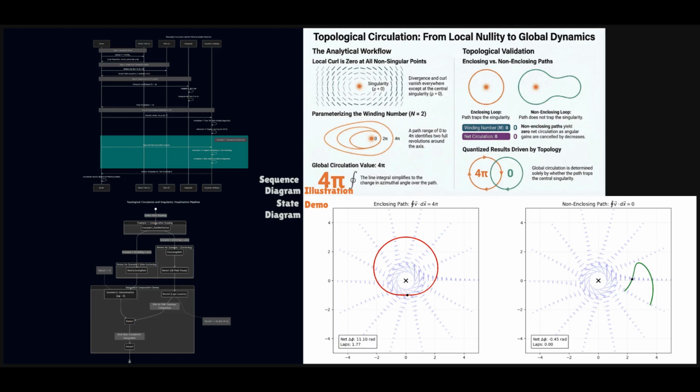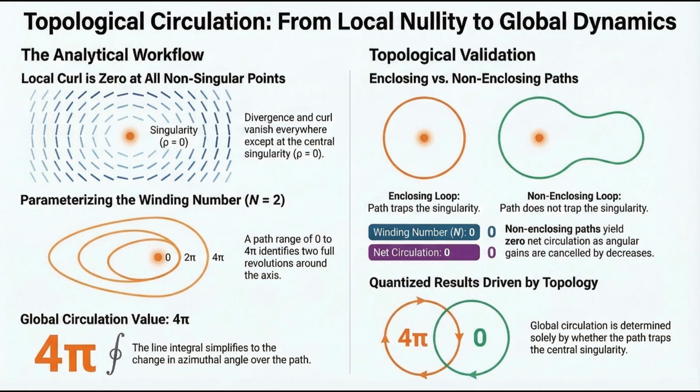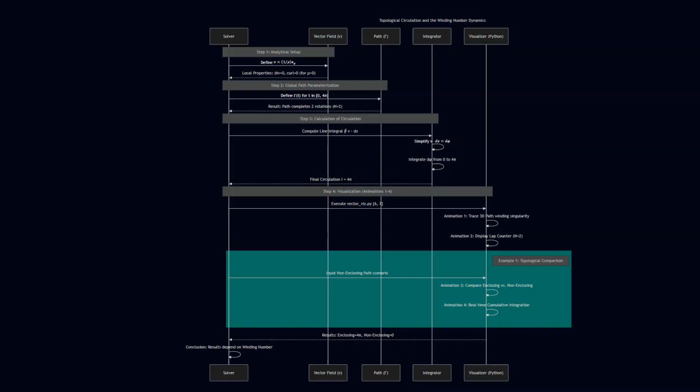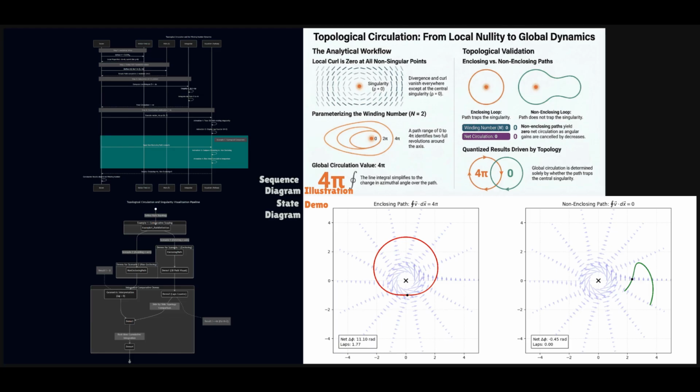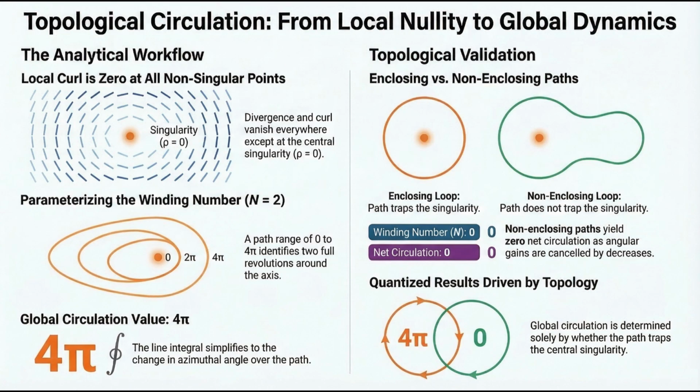The analytical workflow: the sequence diagram. The sequence diagram focuses on the logical interactions required to reach the derivation's final conclusion. It maps the relationship between the mathematical rules and the visual proof. Step-by-step logic: it outlines the progression from identifying the field's basic local properties to verifying its global behavior through computer-generated models.